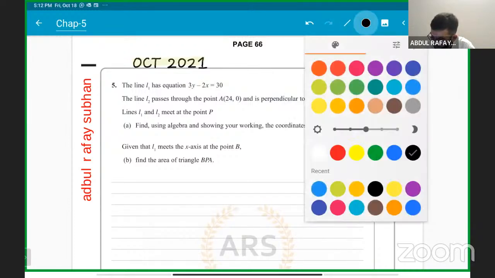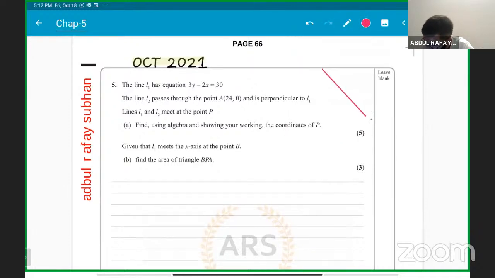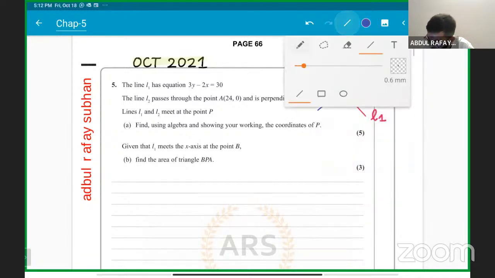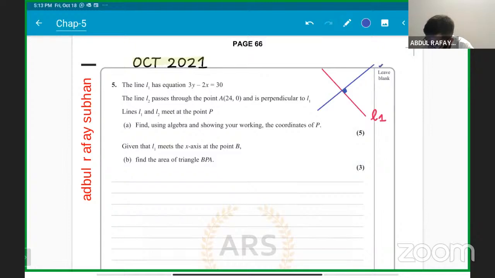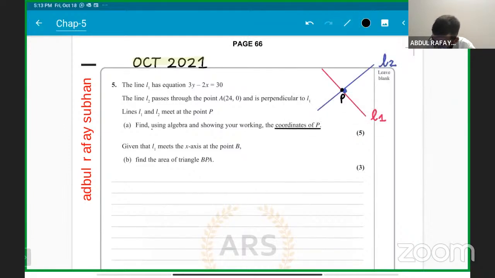Very simple. The examiner is telling us that this is line L1 in the red color. Let's imagine line L1 in red, and line L2 is perpendicular, so it's making a 90-degree angle there, and they both meet at the point P as well. We have to find the coordinates of P, using algebra, meaning simultaneous equations, chapter number 3 coming in with chapter number 5 as well.